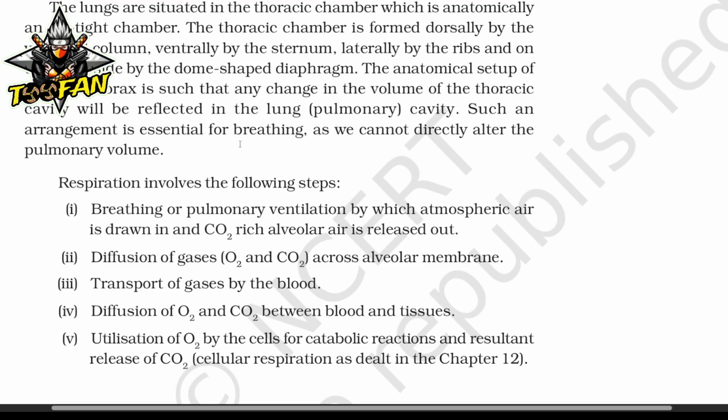Diffusion of gases, oxygen and carbon dioxide, across the alveolar membrane. Transport of gases by the blood. Diffusion of oxygen and carbon dioxide between blood and tissues. Utilization of oxygen by the cells for the catabolic reaction and resultant release of carbon dioxide.